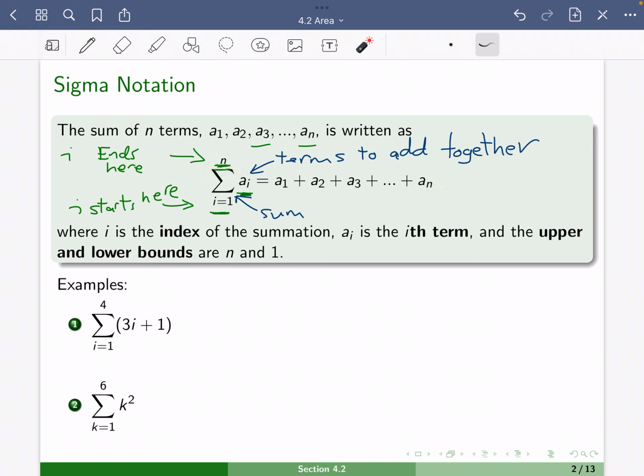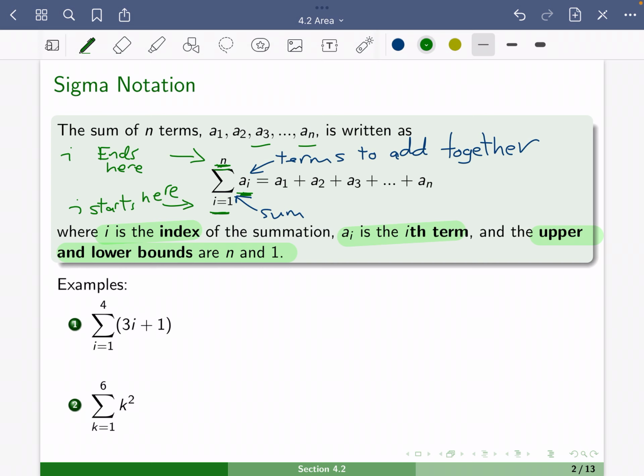i is the index of summation. That's the terminology we will use. a sub i is the ith term, and the values n and 1 are the upper and lower bounds respectively. All right, so let's go through a couple examples, and we will find some sums.